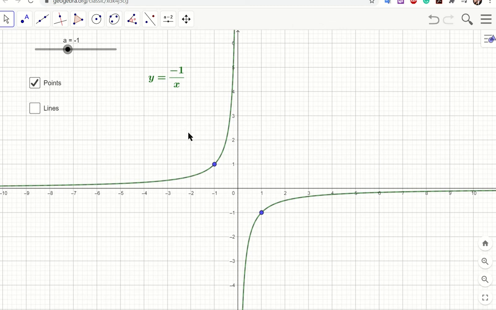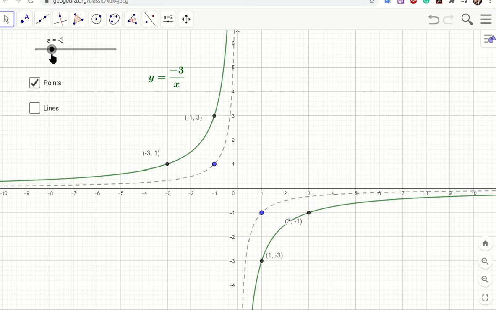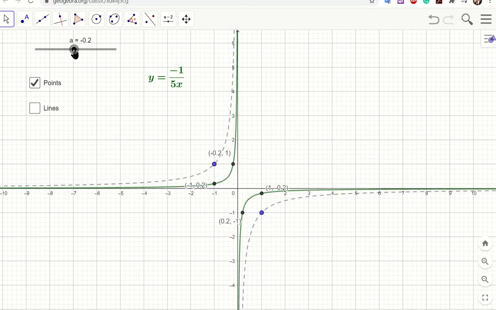So basically, we've got the same graph. The only difference is that instead of being in these two quadrants, it's in these two quadrants. And so this is a negative hyperbola. And with negative hyperbolas, basically the same things happen as the positive hyperbolas. So minus 3 on x is going to be further away from the axes, and minus 1/2 of x is going to be closer to the axes.